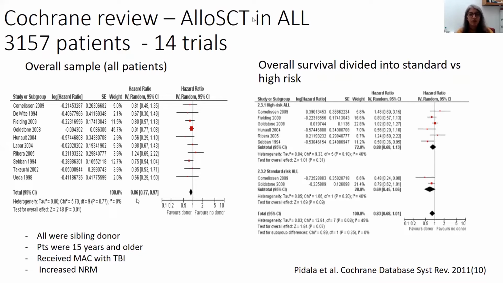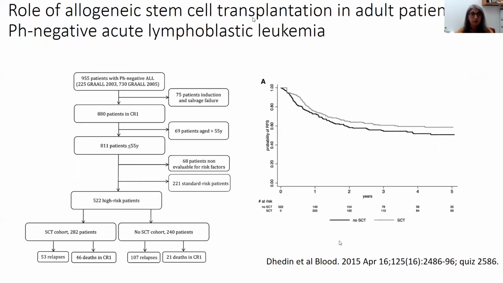Looking at the data regarding allo stem cell transplant across all of these trials, there appears to be a significant hazard ratio of 0.86, benefiting the donor group. This was also observed in the standard versus high risk group of patients. And in the same group, patients having a donor tended to do better than patients who did not have a donor.